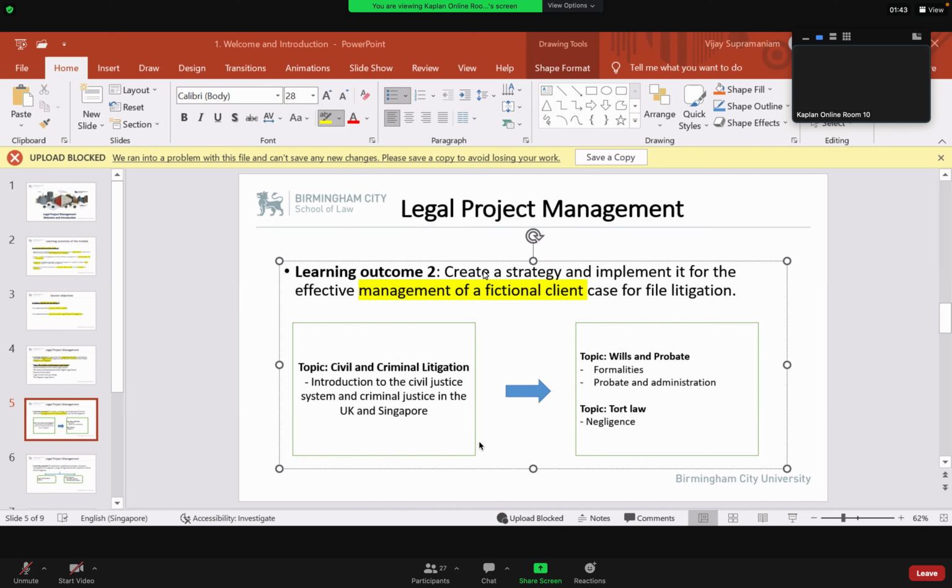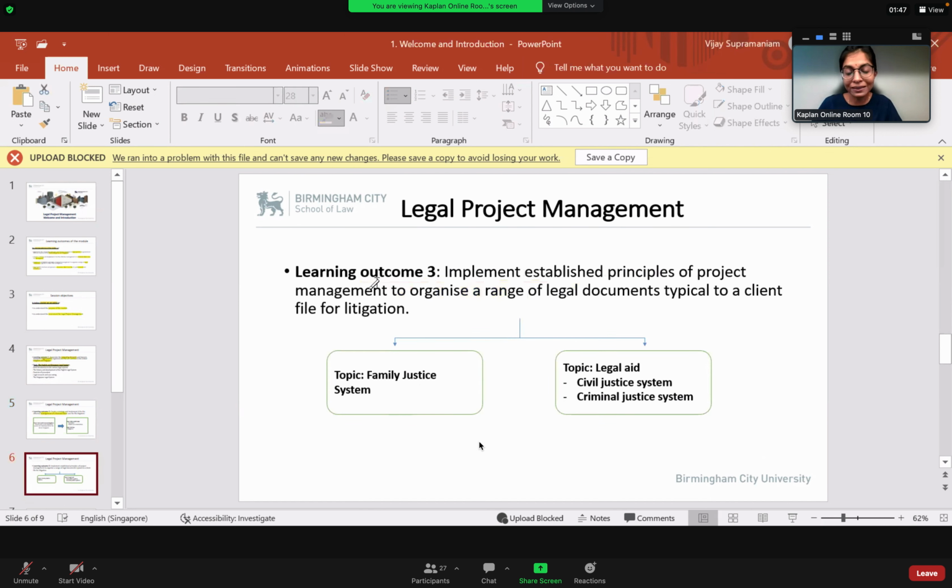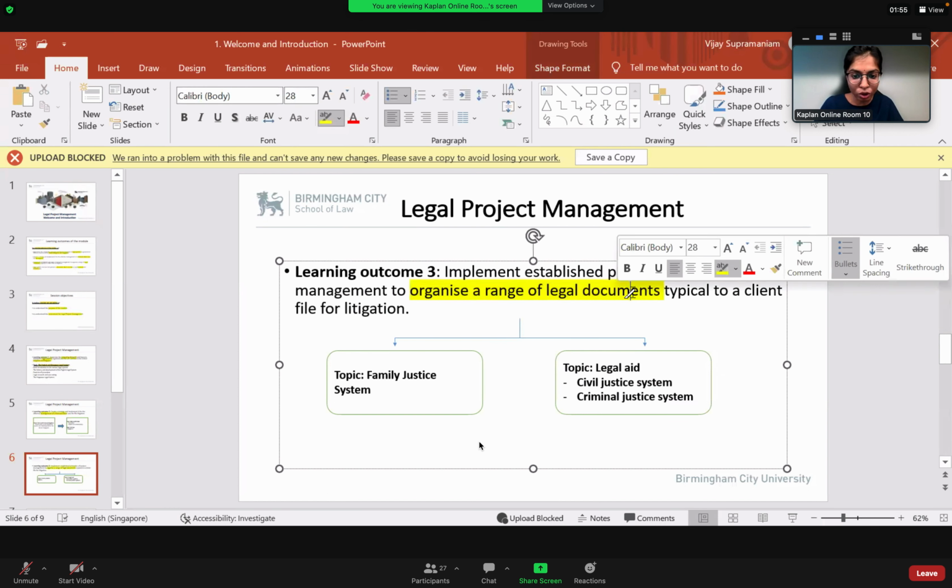Sorry, I'm back. Okay, so that was learning outcome 2, and then we have learning outcome 3. Learning outcome 3 is, as mentioned earlier, to organize a range of legal documents.